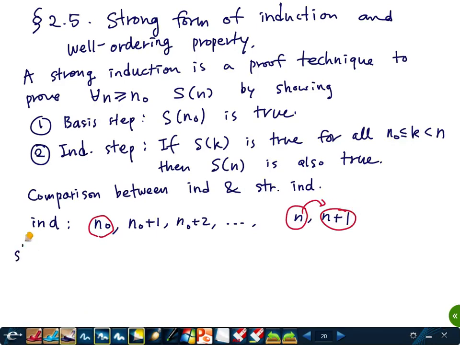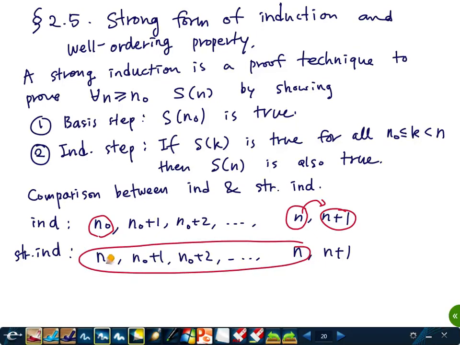On the other hand, in the strong induction, we have the same set of integers that we want to show. Here I used n, but let's use n plus 1 just to compare. In the usual induction we only assume S(n), and we derive that S(n+1) is also true. But here, we assume not only S(n), we assume all of these: S(n0) is true, S(n0+1) is true, S(n0+2) is true, all the way up to S(n). Then we conclude that by using all of this, or some of this, this is also true. So that means we have more assumptions in our inductive step.